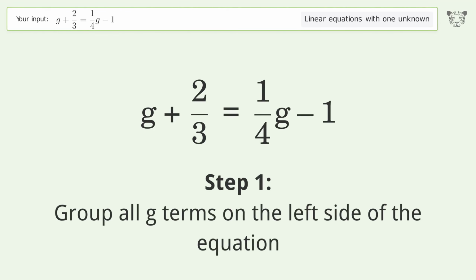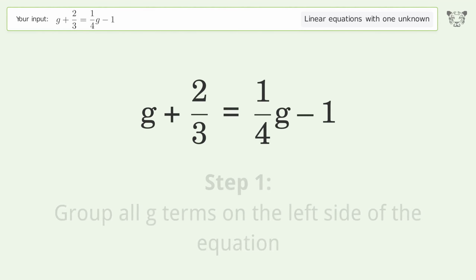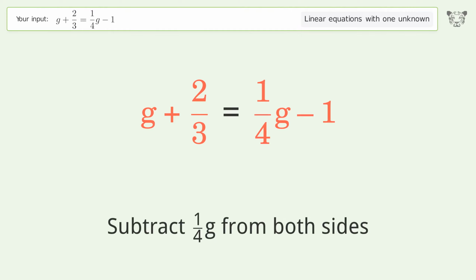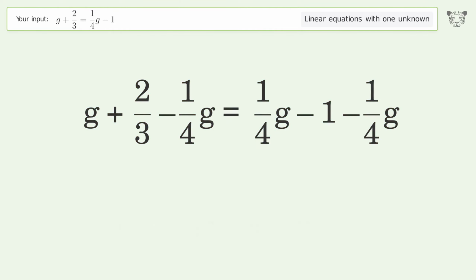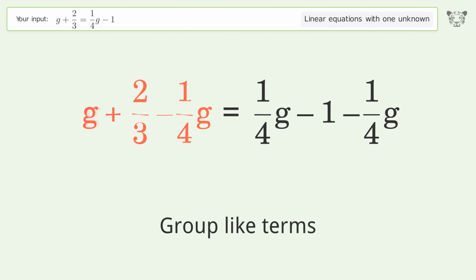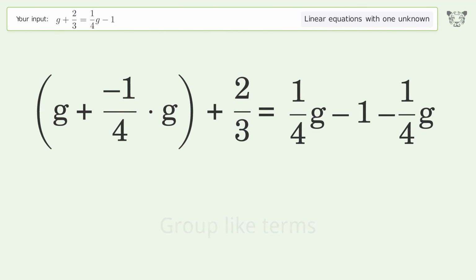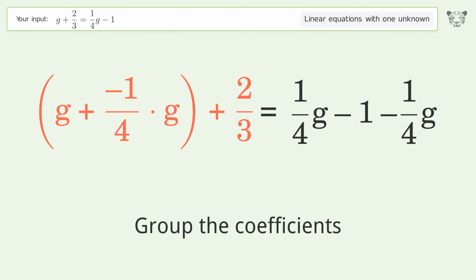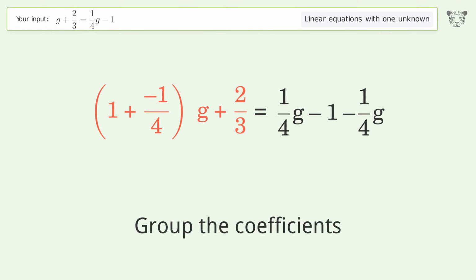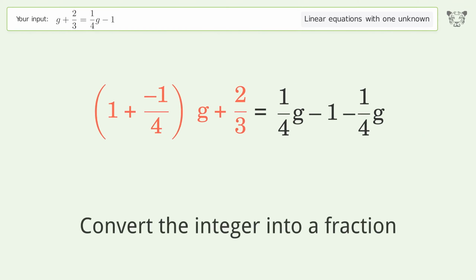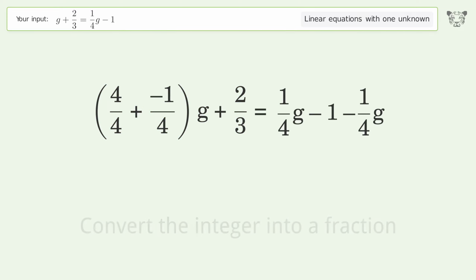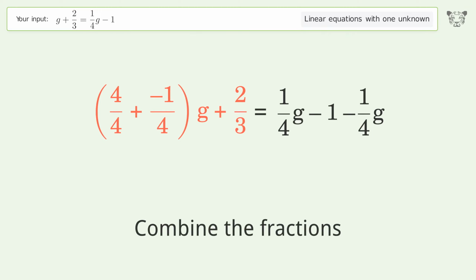Group all g terms on the left side of the equation. Subtract 1/4g from both sides. Group like terms. Group the coefficients. Convert the integer into a fraction. Combine the fractions.